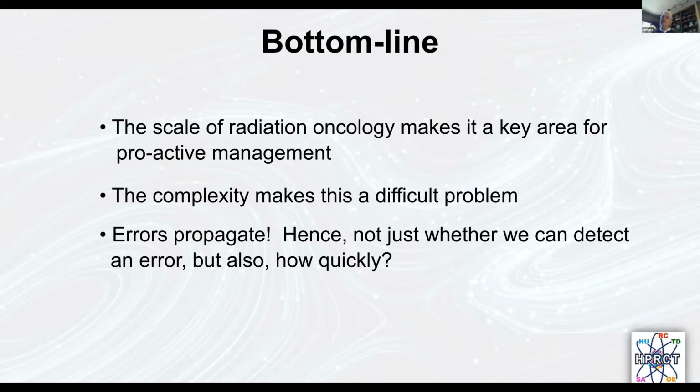So these errors that do occur, they propagate. So if you miss them, they go downstream. Then the question is, how fast can you find them before they cause a negative outcome, whether it be a regulatory outcome that's negative or a clinical outcome that's negative.